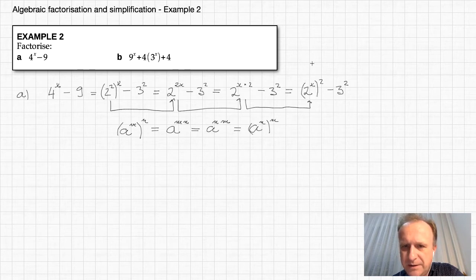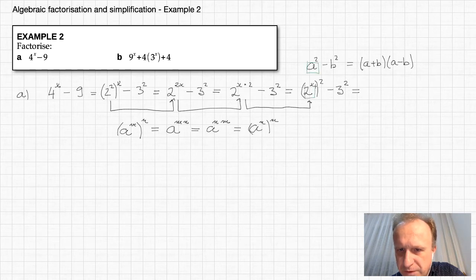And now here, look, you have something squared minus something squared. There is a formula, a squared minus b squared, which you should use here with advantage. So this formula tells you that it should be a plus b times a minus b. Okay, so according to this formula, if you identify a, well, what is a? A is 2 to the power of x, and what is b? B here is just number 3.